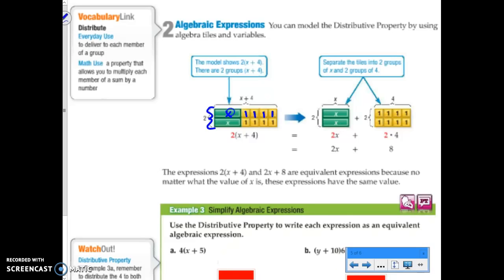On the right here, we're going to separate the tiles into 2 separate groups of x and 2 groups of 4. So I've got 2 groups of x here, and then I've got 1, 2, 3, 4, 2 whole groups of 4 over there, which mean the same thing. So the expressions 2 times the sum of x plus 4 and 2x plus 8 are equivalent expressions, because no matter what value we plug in for x, they're always going to be the same.